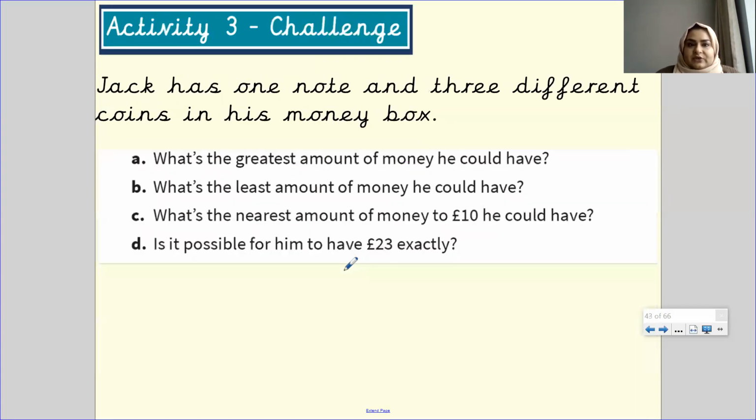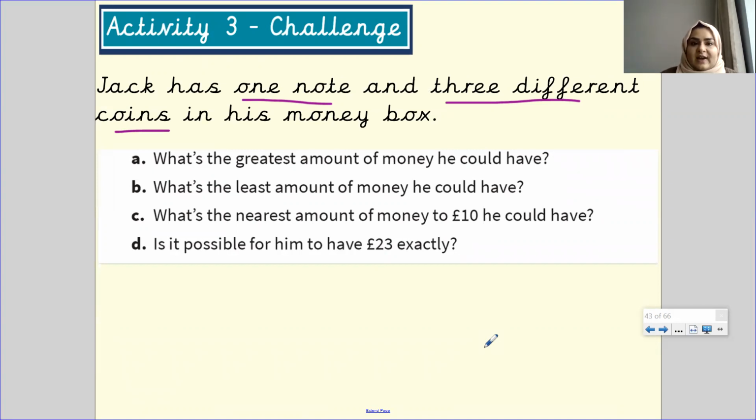With activity 3, it's your challenge, and it says Jack has one note and 3 different coins in his money box, and then you need to answer these questions. What's the greatest amount of money he could have? What's the least amount of money he could have? Okay, now please pause the screen on the activity that suits you.